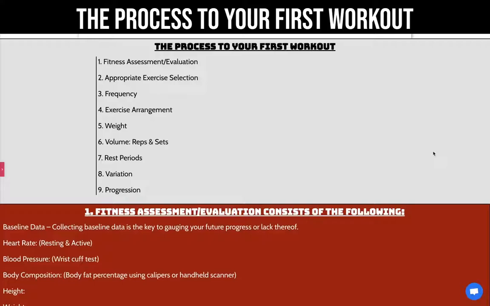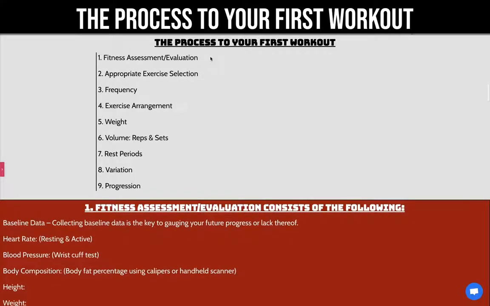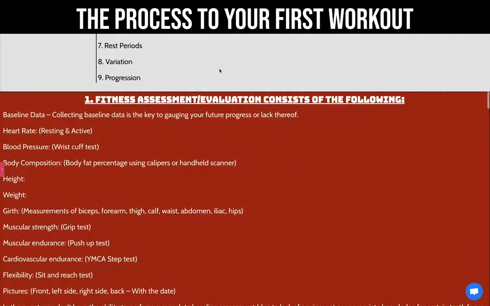So let's go ahead and we're going to highlight 1, 2, and 3 here. So the process to your first workout. These steps, now that you would have identified what level you're at, if you're beginner, intermediate, advanced, this is where that selection will really come into play. So keep in mind what level you're at.